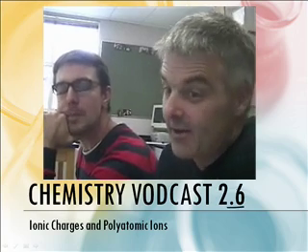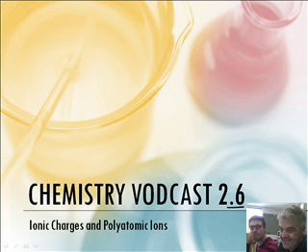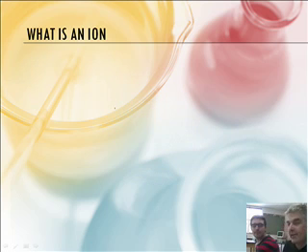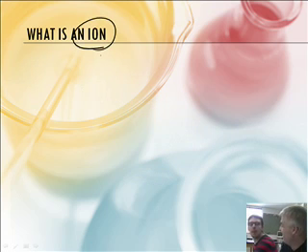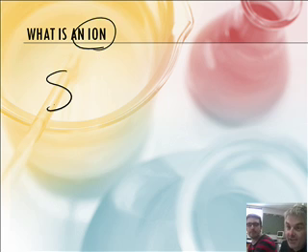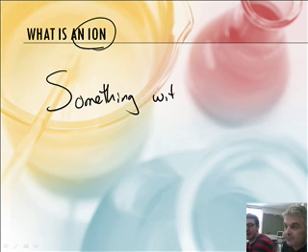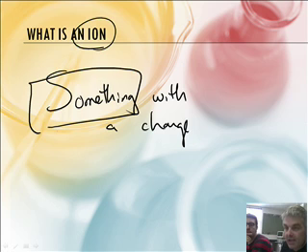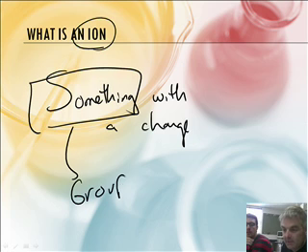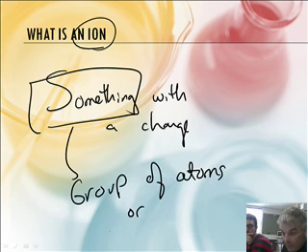Okay, today we're going to talk about ionic charges and polyatomic ions. Hey, what's an ion, Mr. Sams? An ion is something with a charge. Usually we talk about an atom or group of atoms with a charge, more specifically. Or it could just be an individual atom, or one atom. So today we want to learn about those things.